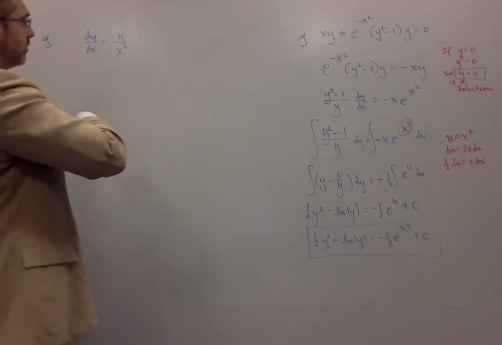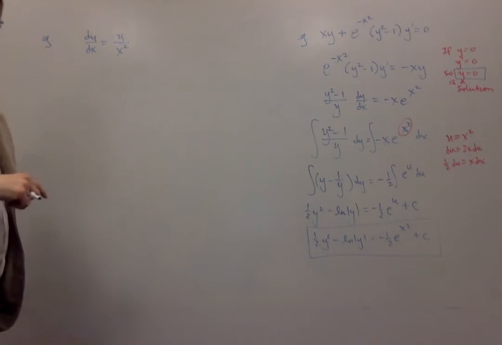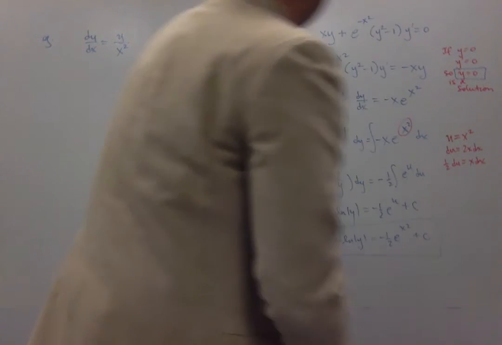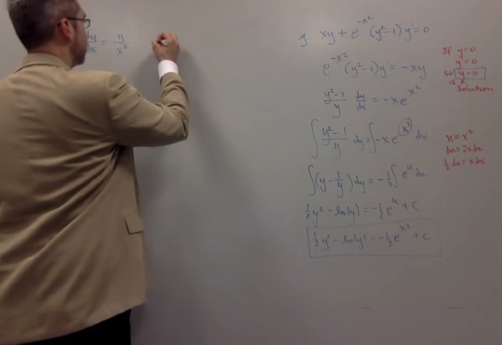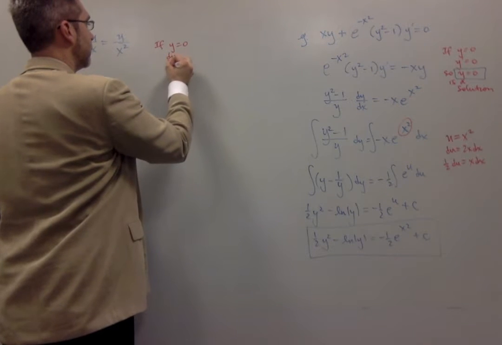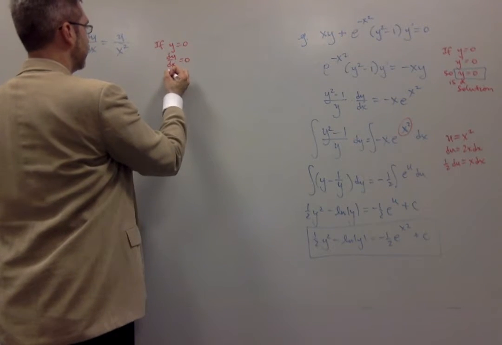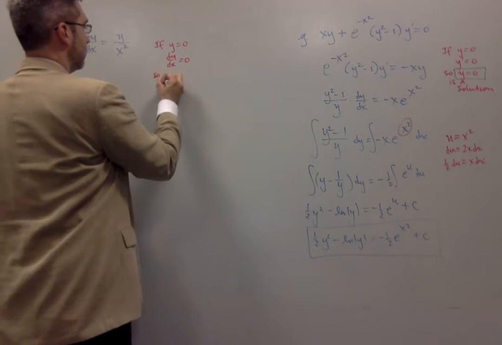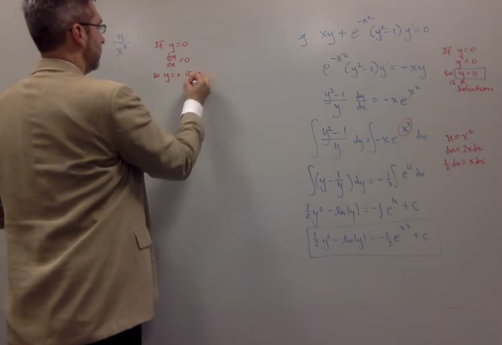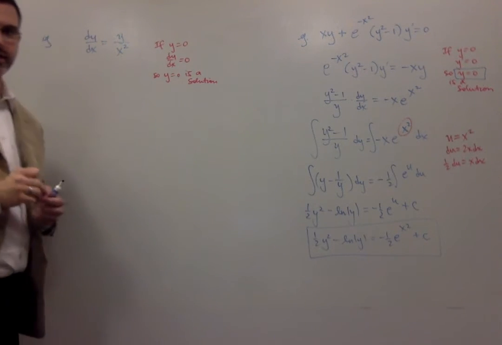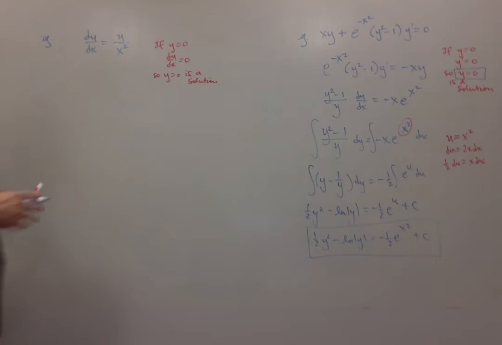Now, when I do the y's on the left side, I immediately, again, have to consider what happens when y is 0. So if y is 0, the derivative is also 0. And so that works in this equation. So y equals 0 is a solution. y equals 0 is not always a solution, but in these three examples it turns out to be.